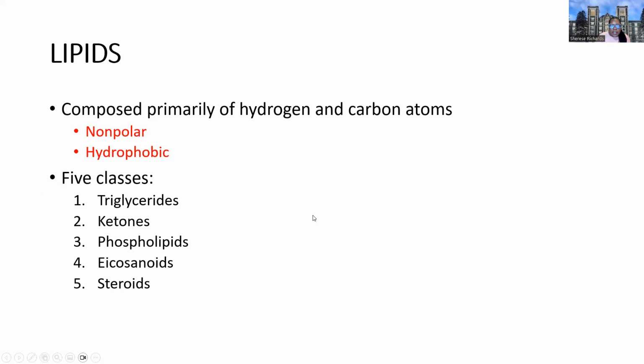There are 5 classes of lipids. There are triglycerides, which we know are pretty common in our diet, and this is one of the ways that we store fats and lipids in the body. There are ketones, and ketones can be an alternate storage of fats, an alternate storage of energy. There are phospholipids, which are really important in our cell membranes, the phospholipid bilayer that separates our various fluid compartments. And then there are eicosanoids and steroids.